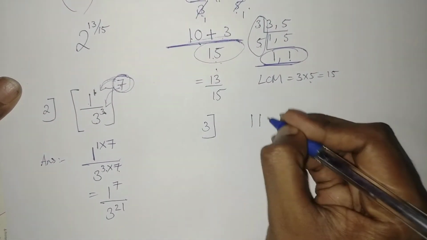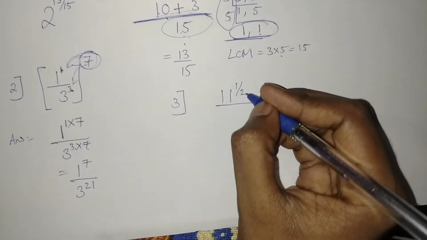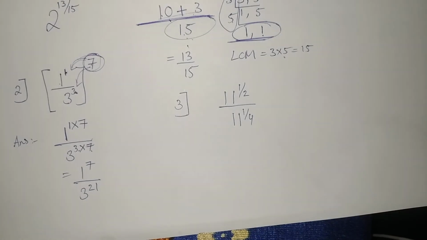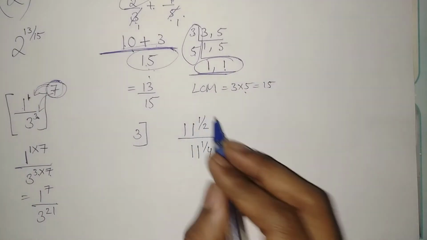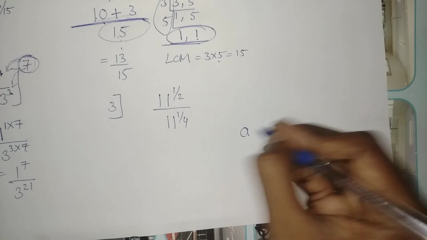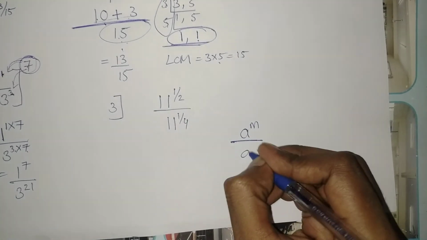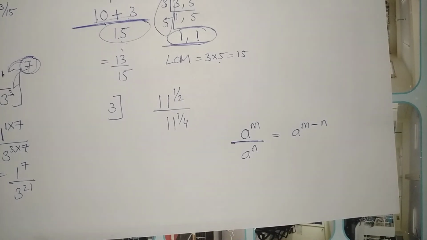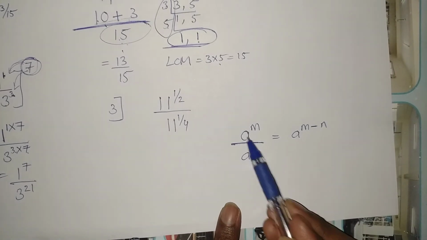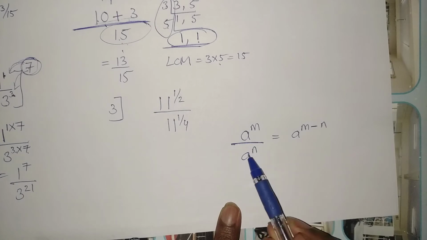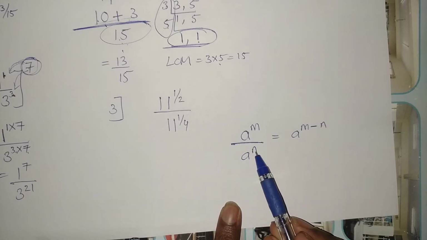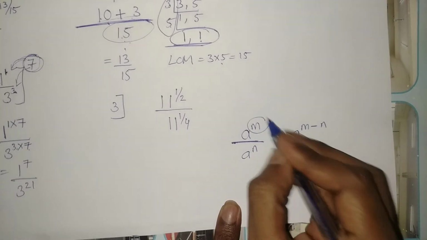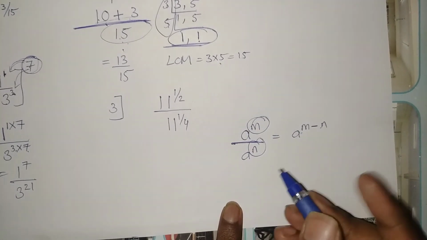Let me go with the third one. Level power 1 by 2 whole divided by level power 1 by 4. Look at the question properly. We have another law called A power m divided by A power n. It says A power m minus n. All of you look here carefully. Whenever I have two same bases with two different exponents, and the operator involved is division, I can subtract the exponents.